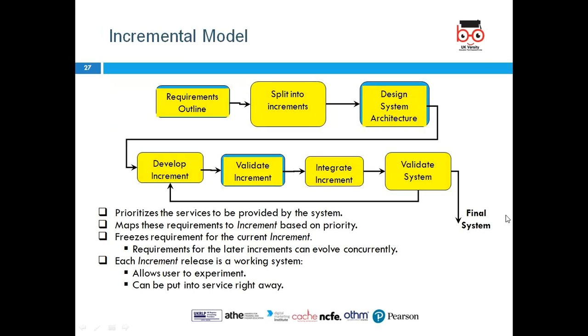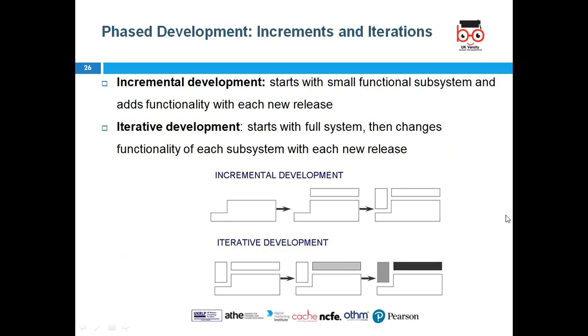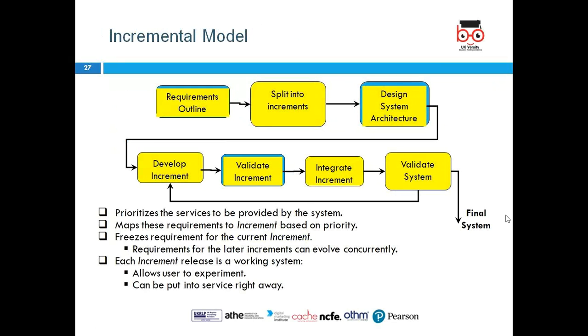What happens in the incremental model, if you could look at the picture: the requirements are outlined. They are split into increments. So you decide what increments you will be doing, like what individual components you would be working on. Then you would design the system architecture accordingly.